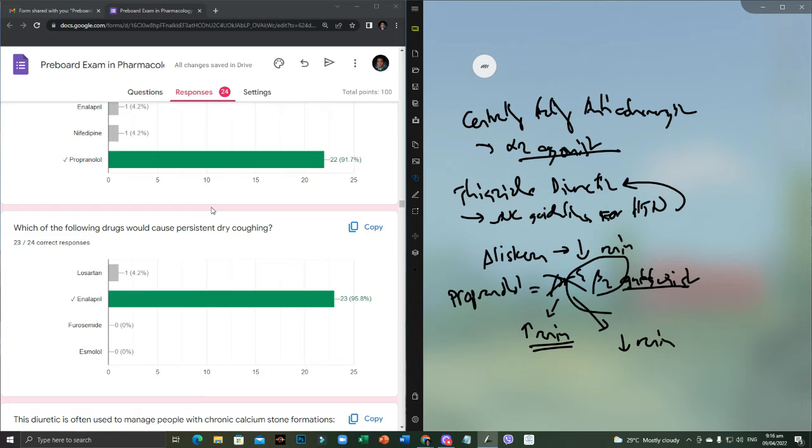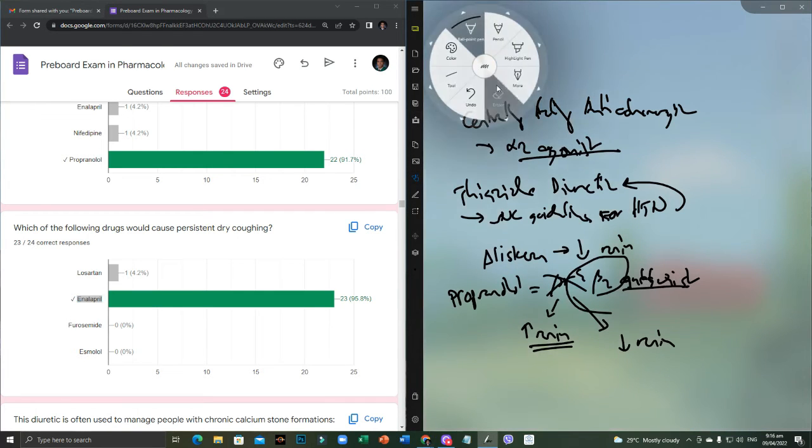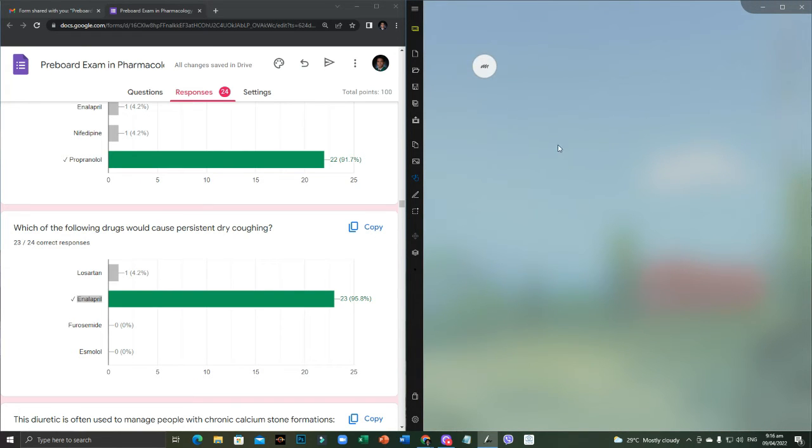Next one, which of the following drugs would cause persistent dry coughing? A classical side effect of ACE inhibitors, which in our options would be enalapril. Now, what causes the persistent dry cough for ACE inhibitors? Remember, class, that ACE inhibitors like enalapril obviously inhibit angiotensin converting enzyme, ACE. Normally, class, you need ACE to convert angiotensin 1.